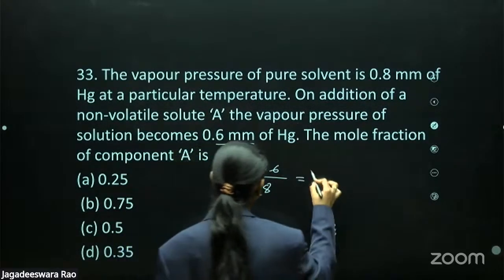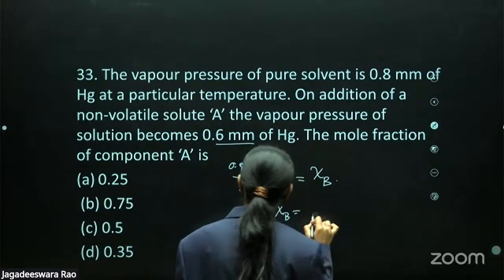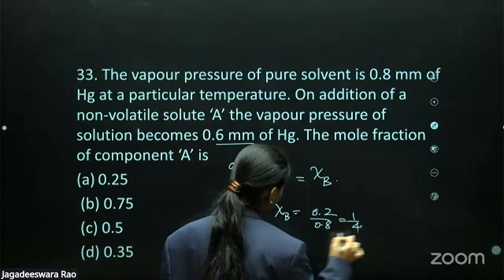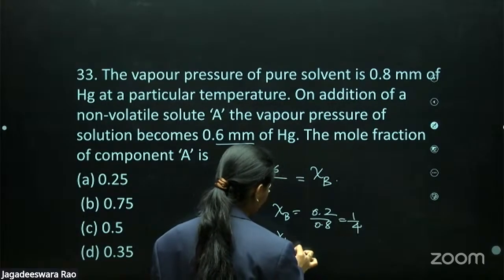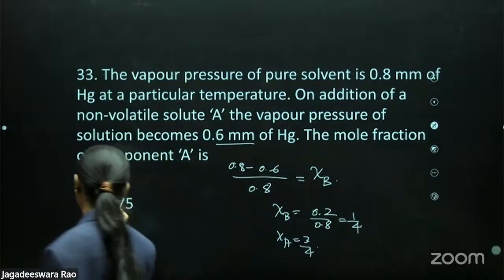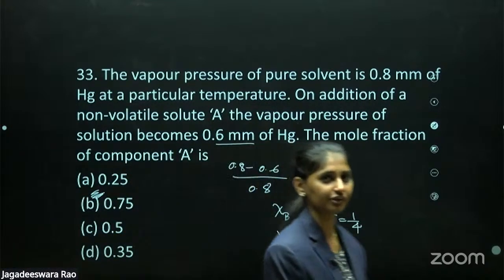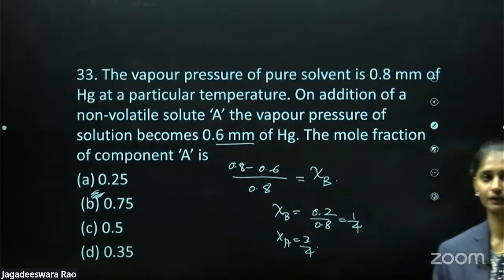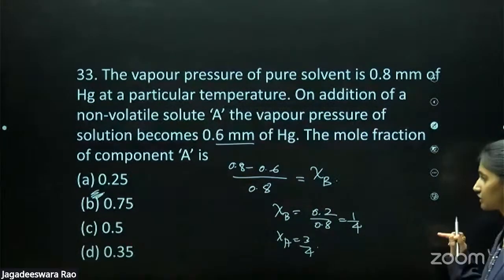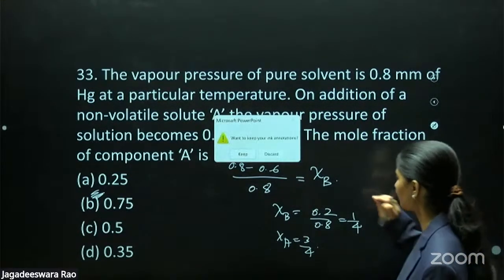First we'll find what is B, because A I don't know, no, that's why. So 0.2 by 0.8, which is equal to 1 by 4. If XB is 1 by 4, then XA will be 3 by 4. So 3 by 4 is nothing but 0.75. Correct? Okay. So 0.75 is the mole fraction of A. Clear? Next one.